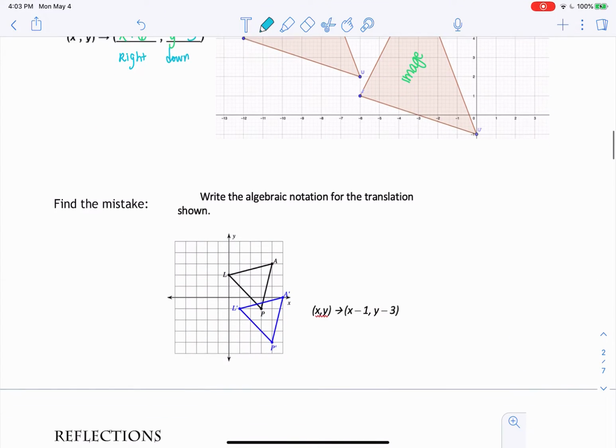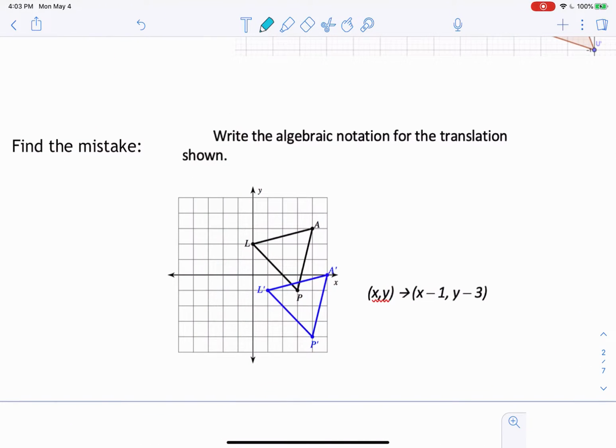You might also be asked to find a mistake in a student's work. So looking at this translation, we can tell that the triangle in black is the pre-image because it does not have primes. And so if we were to draw a vector between the two, we'd go from A to A prime. So we're going 1 to the right, so that should be x comma y, x plus 1, and then 1, 2, 3, down 3. So this part here is correct because we're going down 3, but this is incorrect because it shouldn't be minus 1, it should be plus 1 because we're moving to the right.